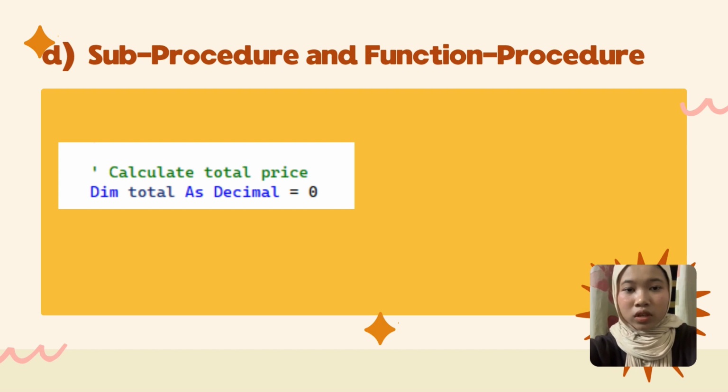Currently, the system doesn't use a function, but it could be improved by converting the calculation into a function, like a private function to calculate total as a decimal, to make the code more readable and clean.